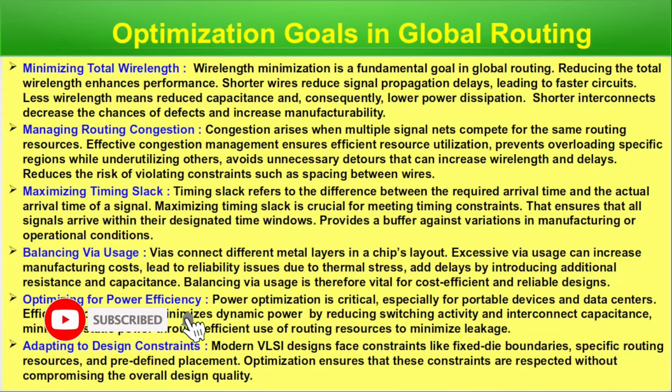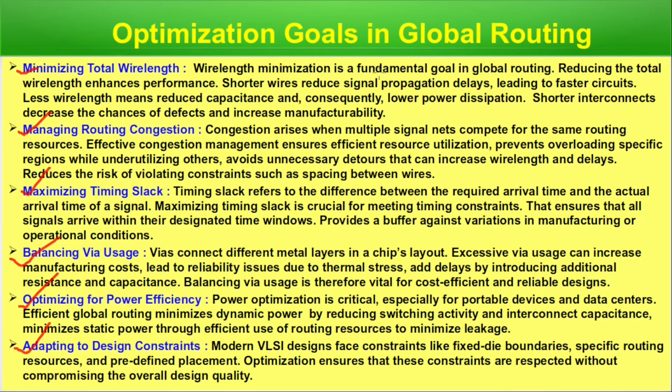Optimization goals in global routing. Minimizing total wire length, managing routing congestion, maximizing timing slack, balancing via usage, optimizing for power efficiency, adapting to design constraints. So these are the optimization goals. So minimizing total wire length, that is the first one.